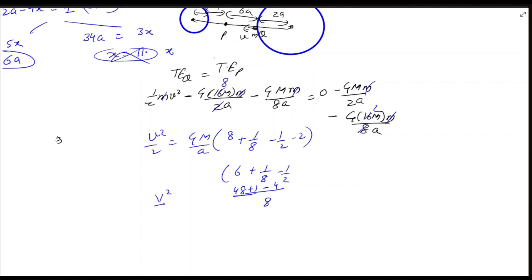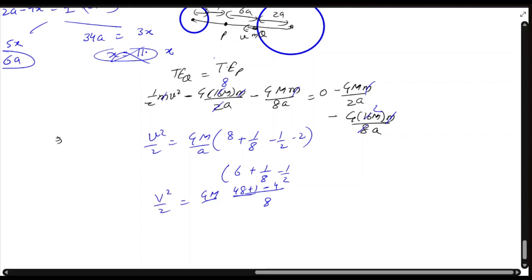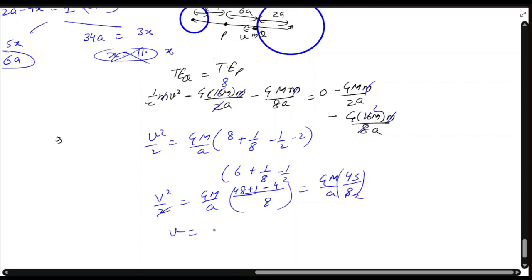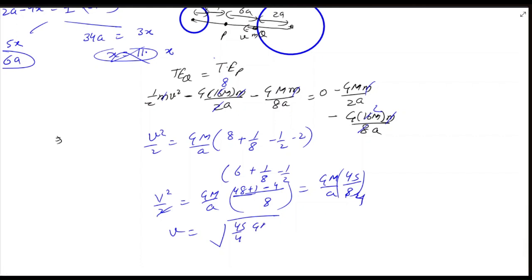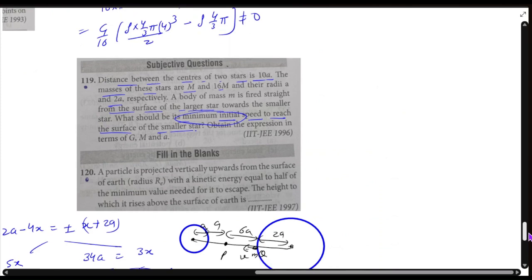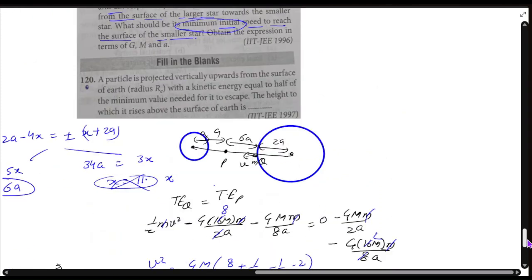Okay, so v square by 2 equals GM by, 49 minus 4, it will be 45 by 8a. So this 2 will get cancelled, so we'll have root, this will be 4. So we have 45 by 4 GM by a. So I think the calculation should be right. This will be our answer, right?